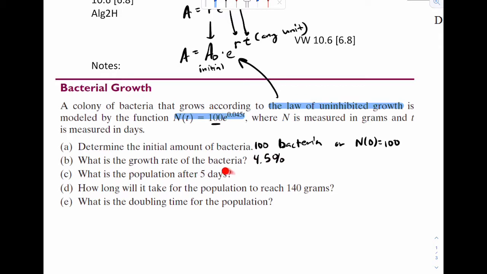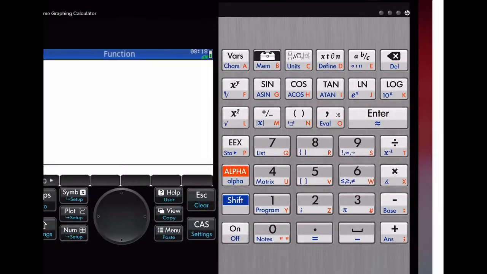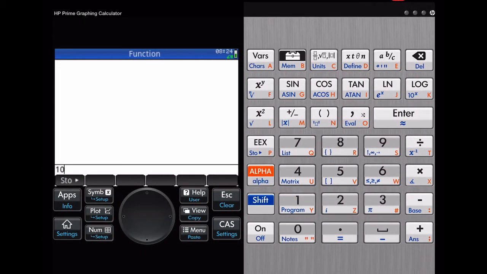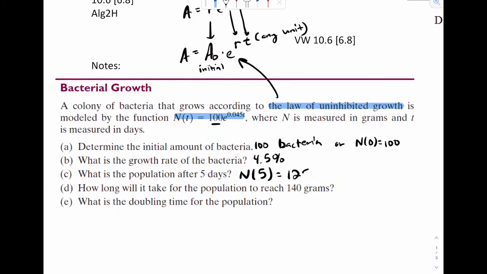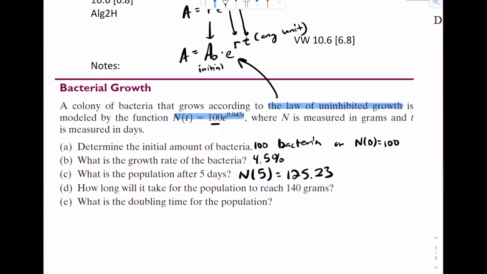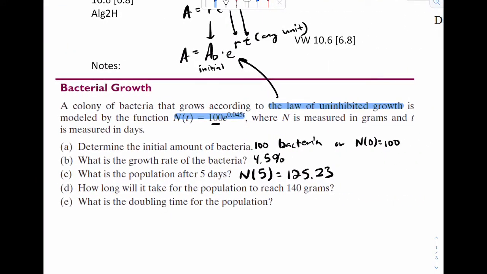What's the population after 5 days? So we're looking for n of 5. So let's go to our calculator. 100, don't forget your times, e to the 0.045 times 5. There it is. We'll round to 2 places. 125.23, and it says grams, so we'll put grams.